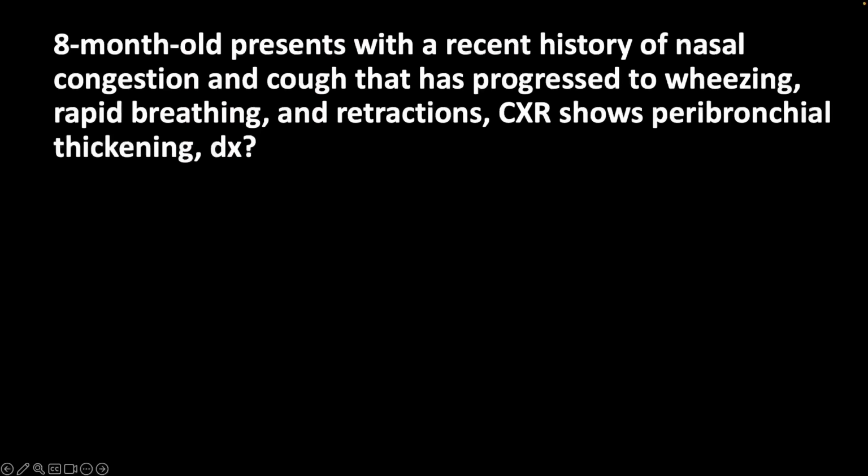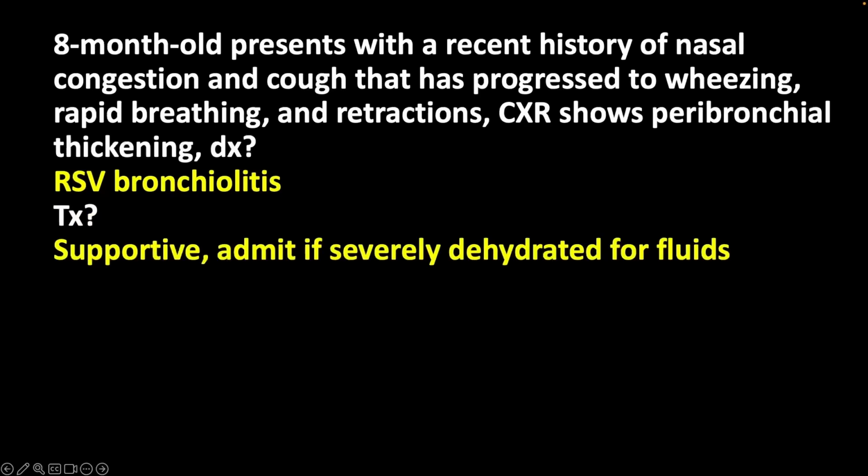Now we have an 8-month-old who presents with recurrent history of nasal congestion and cough that has progressed to wheezing, rapid breathing, and retractions. Chest x-ray shows peribronchial thickening. What are we concerned for? This would be RSV bronchiolitis. And how do you treat this? Supportive, but if they're severely dehydrated, you're going to want to admit them for fluids.